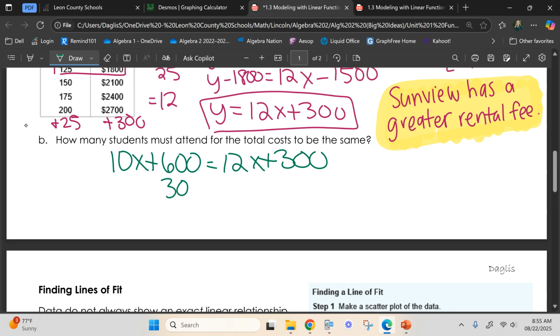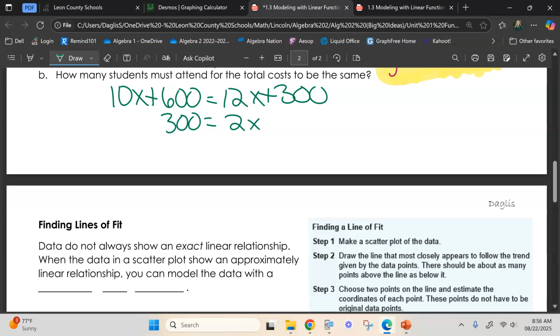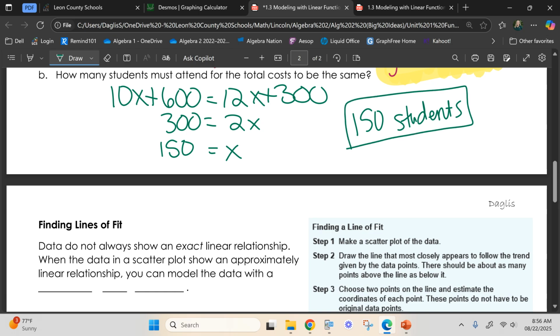And then subtract that 10 also. And then divide. So how many kids? 150. So if 150 students are attending prom, it doesn't matter where they go. It's going to cost the same. Ooh, what would it cost? Bonus question. 2,100. Good.